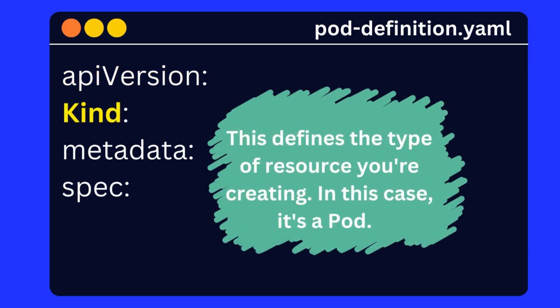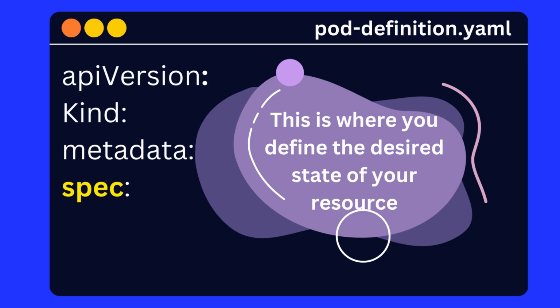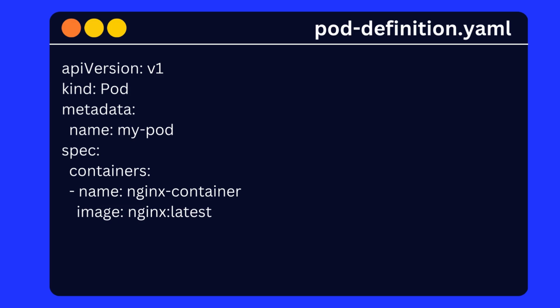Then we have kind. This defines the type of resource you are creating. For example, if you are creating pods, then you type Pod. If you are creating services, then type Service or Deployment or any other Kubernetes resource. Then we have metadata. This contains metadata about the resource like its name, labels, and some other information. Then we have specification, and it is written as spec. This is where you define the desired state of your resource. In our example, we are specifying a container with the name nginx-container that uses the nginx:latest image. So, this is how the standard definition of a pod will look.